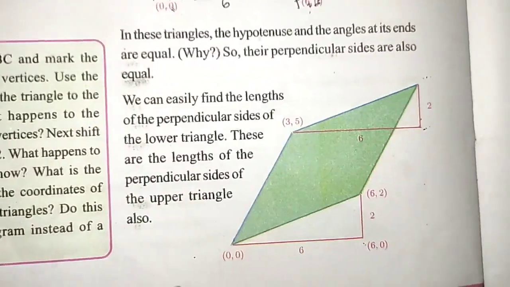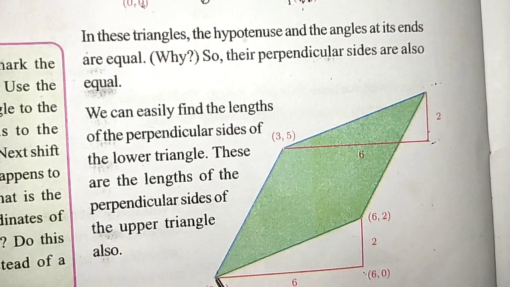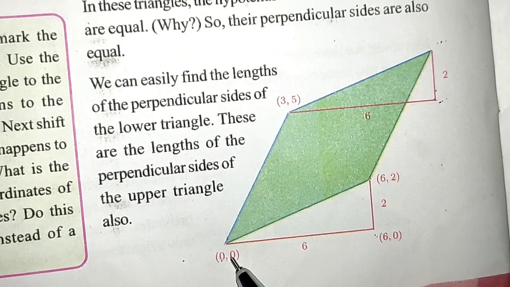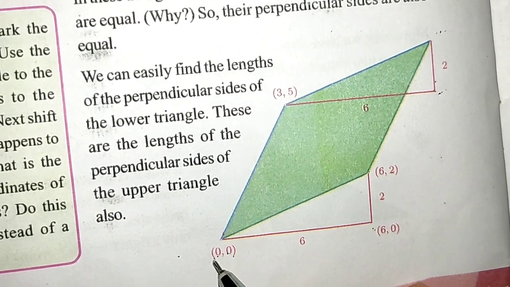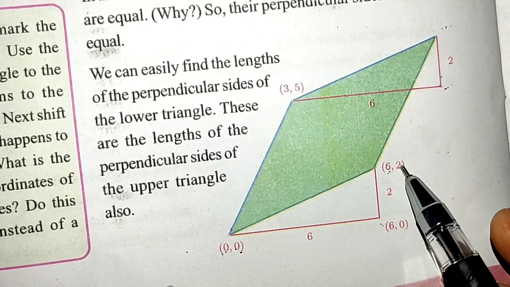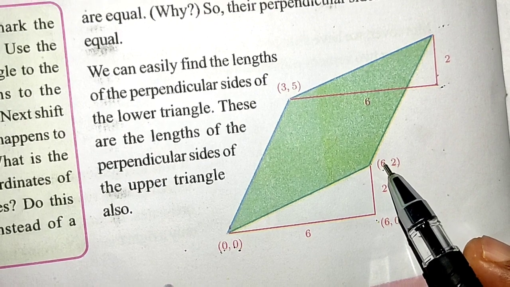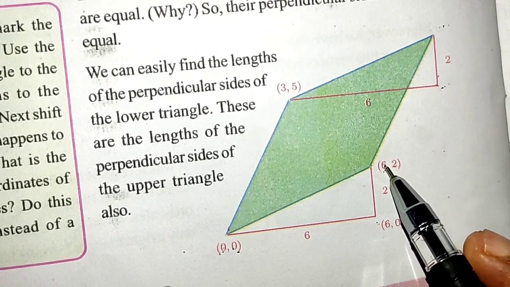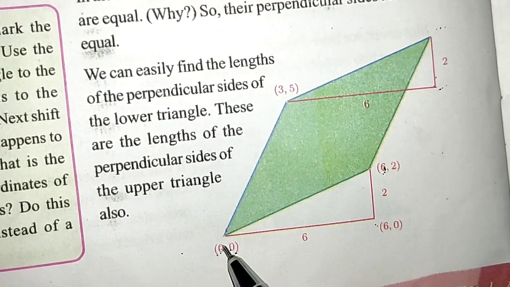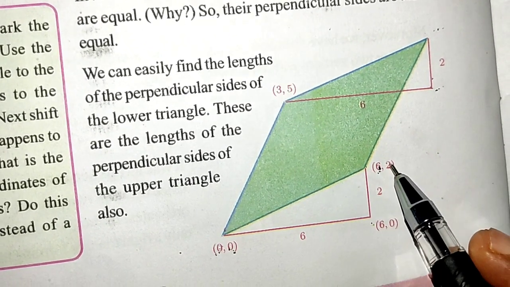we have an easy method to find the fourth vertex of a parallelogram. See, just look here. Here we have (0, 0) as the coordinate, and here we have (6, 2) as the coordinate. Then what is the increase in x values here? Yes, x changes to 6, right? That is, x changes to 6. And what about y? Y changes to 2.